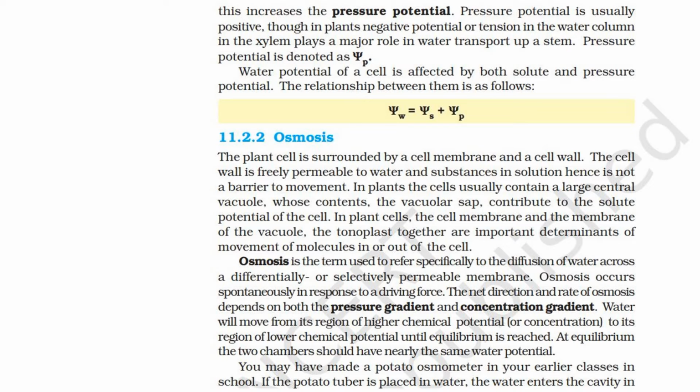Pressure potential is usually positive, though in plants negative potential or tension in the water column in the xylem plays a major role in water transport up a stem. Pressure potential is denoted as Psi-P.